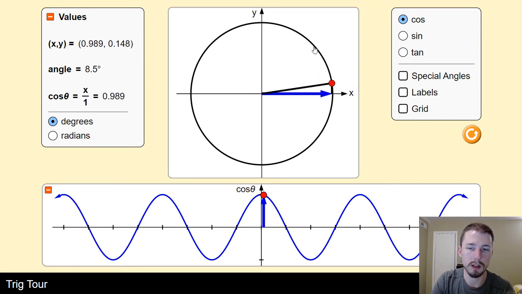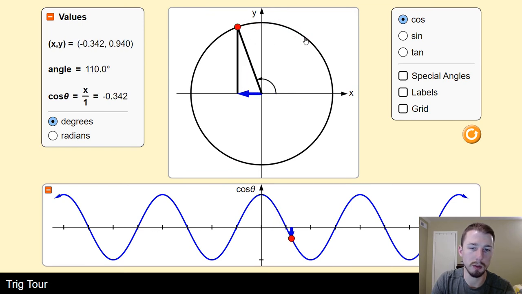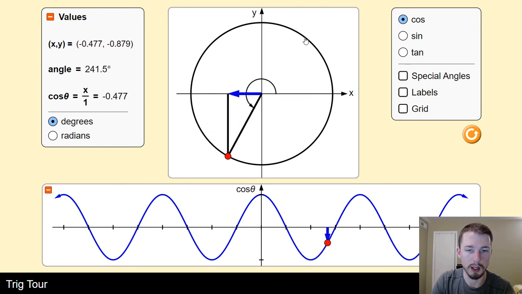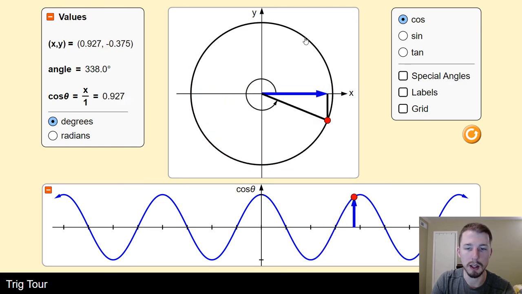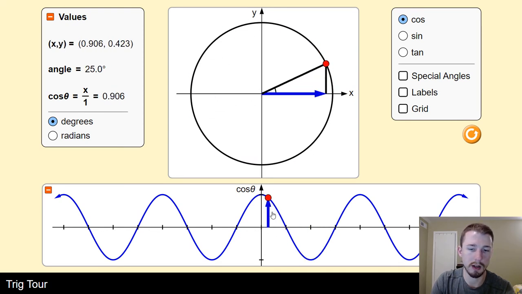So as we increase this angle here, the x component is going to go down. Once we get past this point, the x component will start getting bigger again on the negative side, and then it goes smaller again, then it starts getting bigger again, then we're back where we started. So what's really cool is we are actually graphing this out as we go.